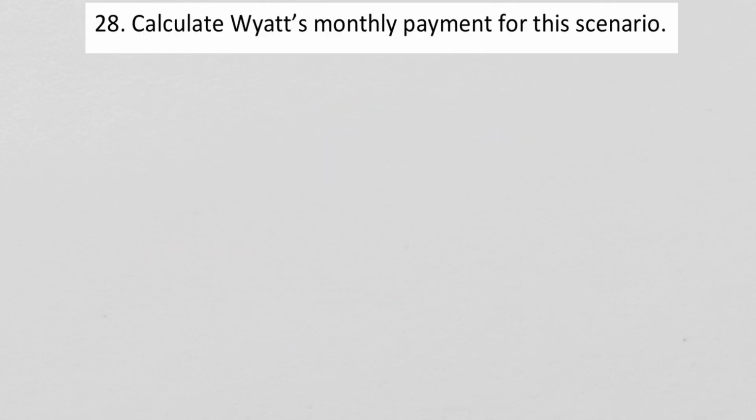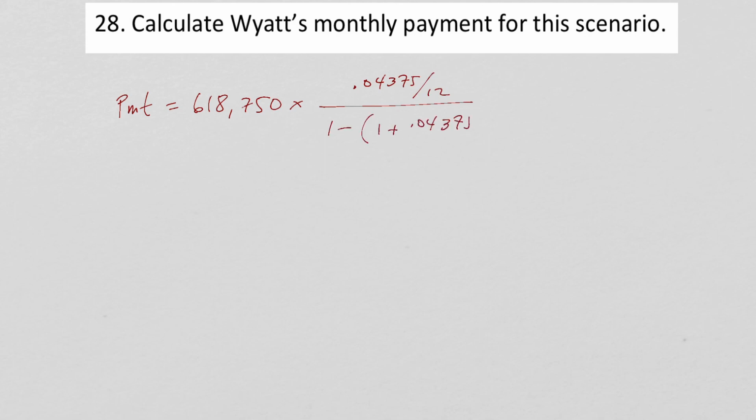Okay, so what's the monthly payment going to be in this scenario? Where our payment is going to be the amount that we borrow, $618,750 times, this was at this rate, so this is going to come out, after rounding to the nearest penny, 3089.33. That's the monthly payment. Okay.